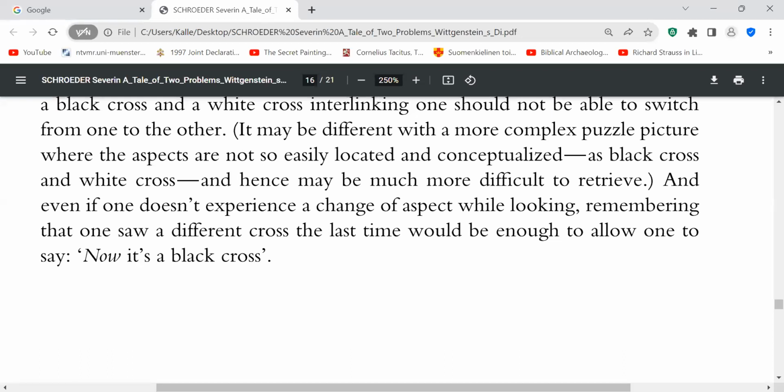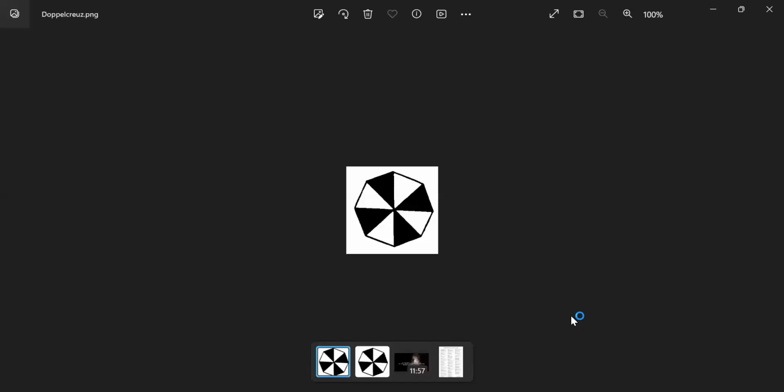We can go to page 369, the end of the first paragraph, schematic pictorial aspects. Oh, very good, you found it. The black cross. The black white cross.